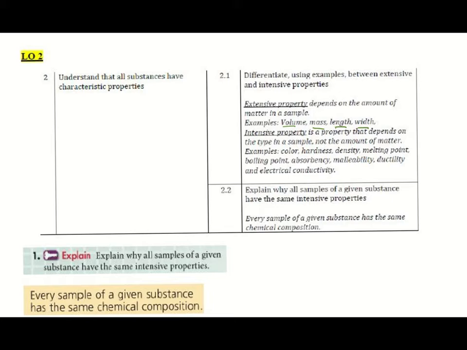While values like color, hardness, density, melting point, boiling point, absorbency, malleability, ductility, electric conductivity, those properties are described as intensive. Intensive properties are the properties that depend on the type but not on the amount. So if you change the amount, you are not going to change the melting point or boiling point or density or color of any substance.